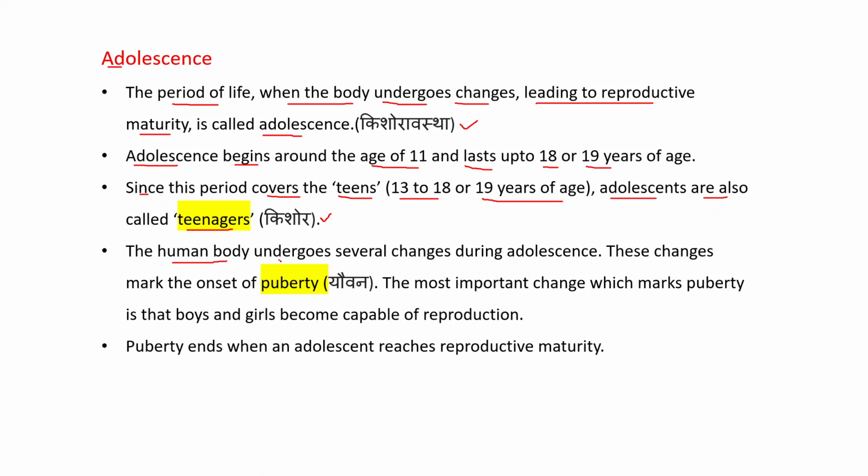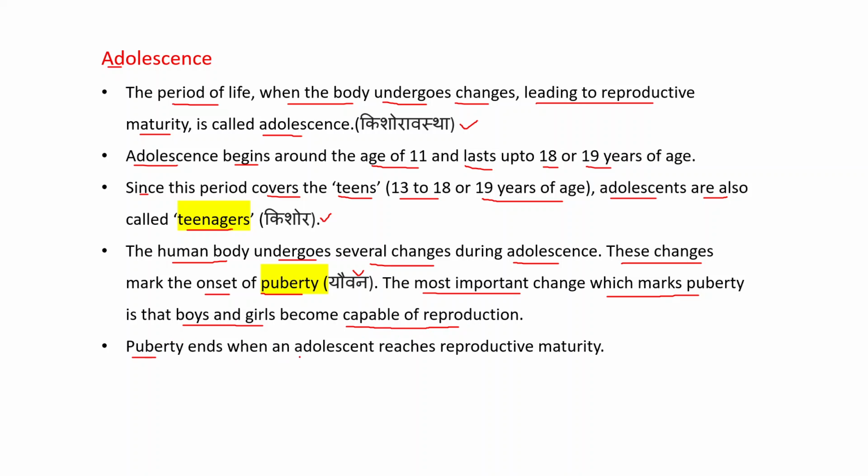The human body undergoes several changes during adolescence. These changes mark the onset of puberty, meaning Yauvan. The most important change which marks puberty is that boys and girls become capable of reproduction. In the previous chapter, we discussed reproduction in animals, especially in human beings. Now at this age, boys and girls are capable of reproduction.